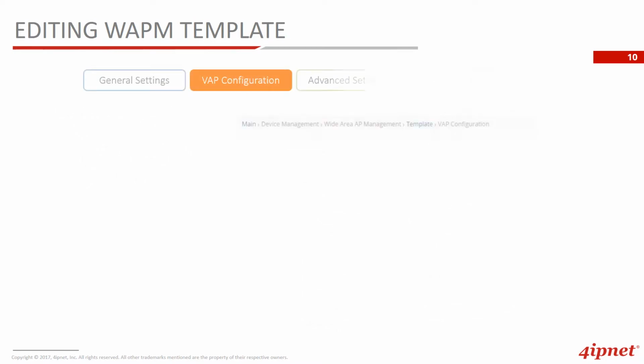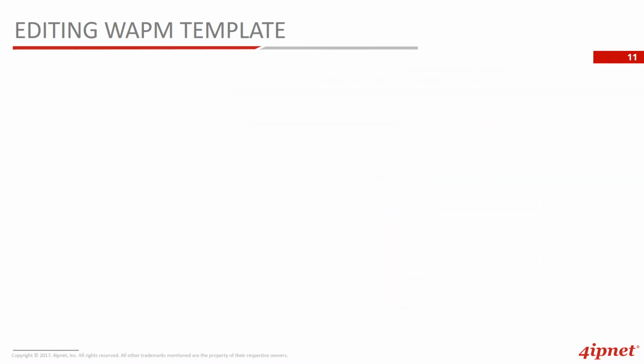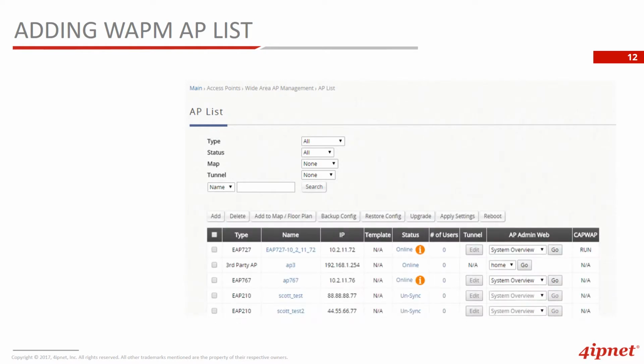Furthermore, under VAP configuration, you can enable VAP, name ESSID, input VLAN ID, apply uplink and downlink bandwidth, as well as set the CAPWAP tunnel interface, which we will explain in more detail later. For advanced settings and security settings, there are various parameters that can be configured, which are covered in the previous AP interface section.